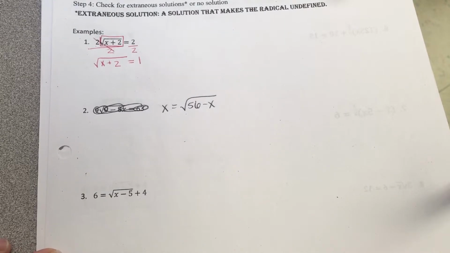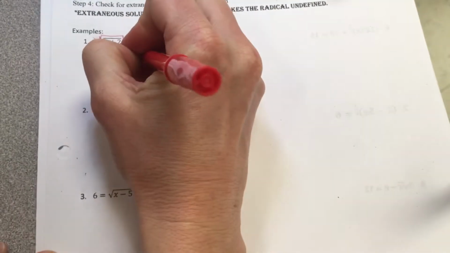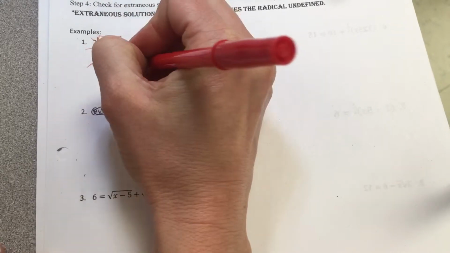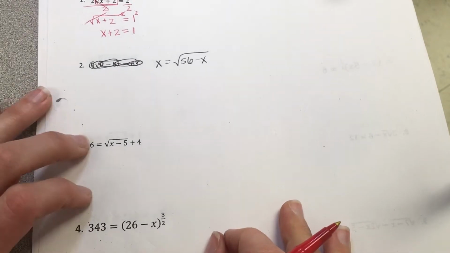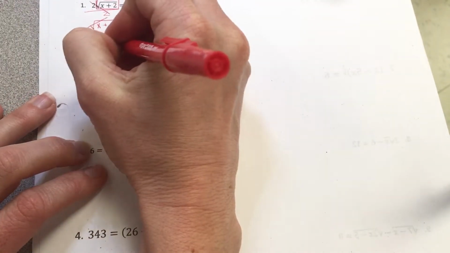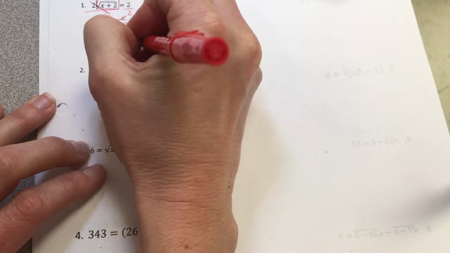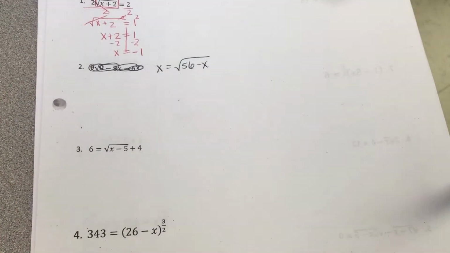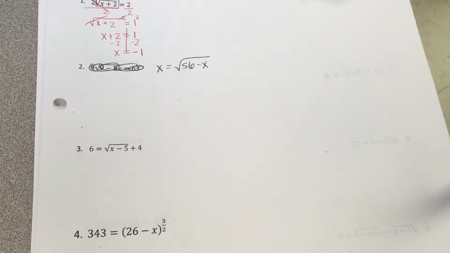Then how do you get rid of a square root? Square both sides. So the square root and the square cancel, and 1 squared is 1. Okay? And last you subtract 2. So x equals negative 1. Okay? Do I need to do anything more, or is that my answer?